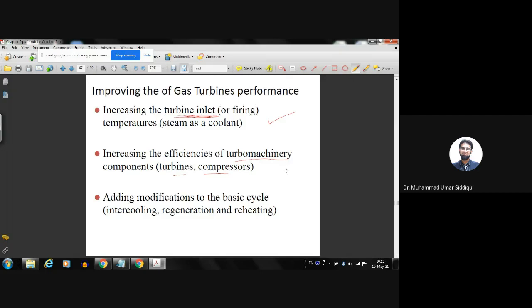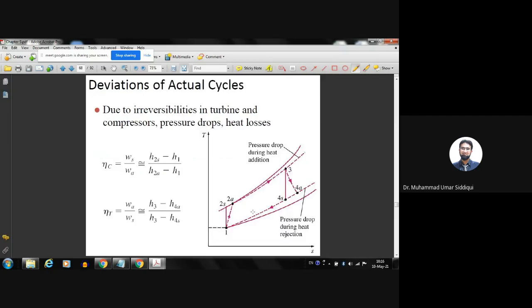The last thing is we can add modifications to the basic cycle, and this is what we are going to study in detail today. We can do intercooling, regeneration, and reheating. So we're going to study these things one by one. Okay, first of all, let's discuss the actual cycle. When we talk about the ideal cycle, the ideal cycle has ideal components. So all components are working ideally, meaning isentropic, so there are no losses.